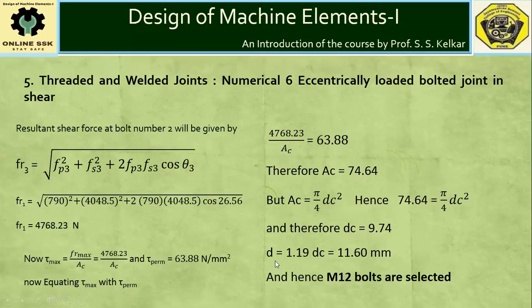Multiplying DC by 1.19, you can calculate the value of D. In this particular case, D is equal to 11.6 millimeters. So the next standard value of bolt size, M12, will be specified for this particular application. In this case, one should select M12 bolts for this particular application. Three M12 bolts will be used for the bolted assembly.